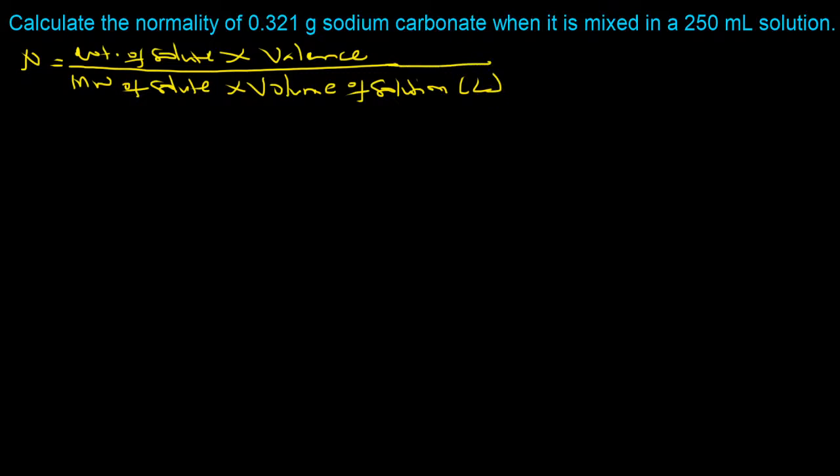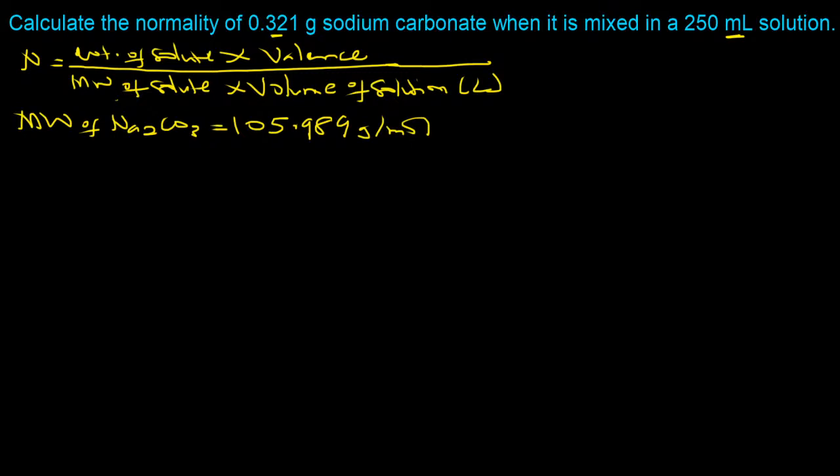So from the equation, we already have the weight of solute, which is the 0.321 grams. We have some volume information, but that's in milliliters, so we need to convert the milliliters to liters. We'll do that a little bit down the line. But we need the molecular weight and we need the valence. So the molecular weight of sodium carbonate is actually 105.989 gram per mole. So now we have that information.